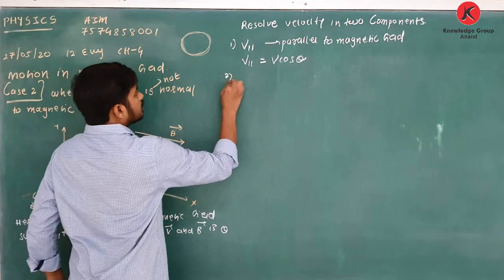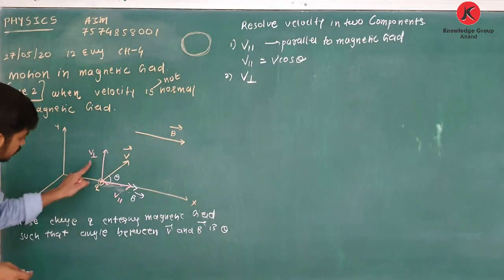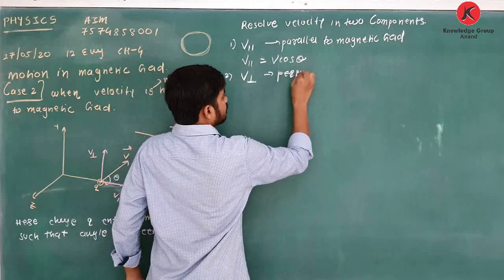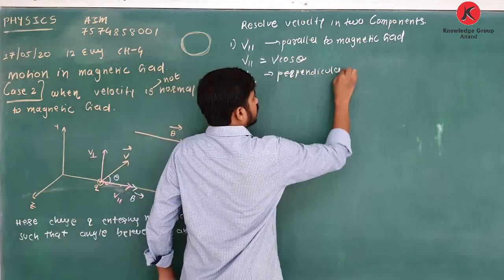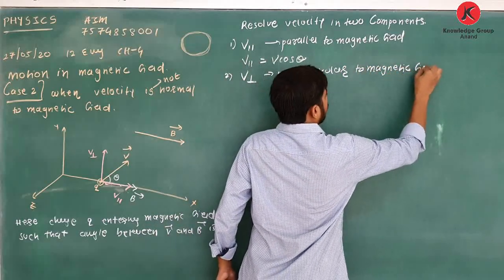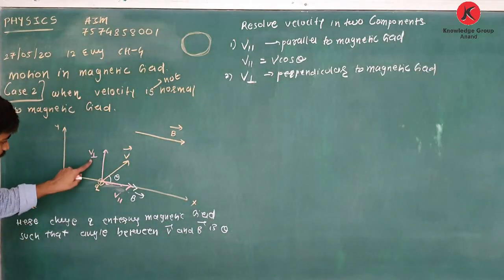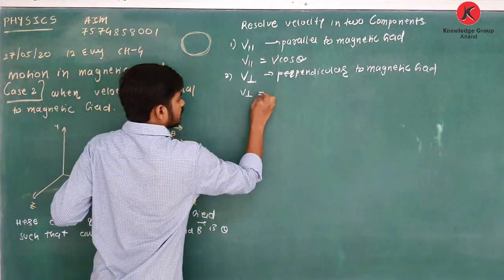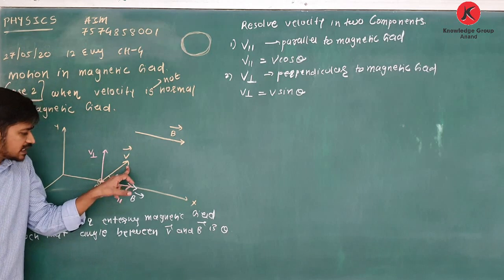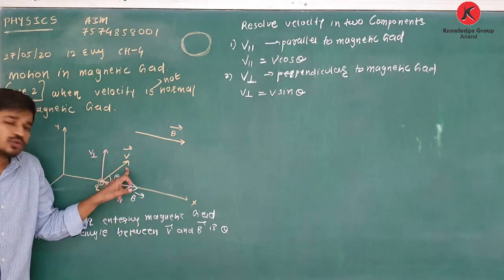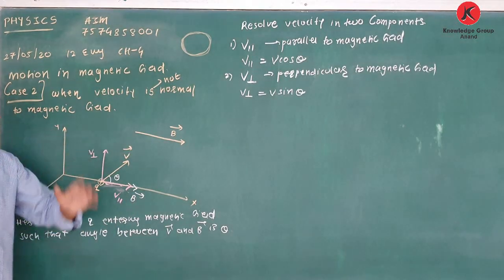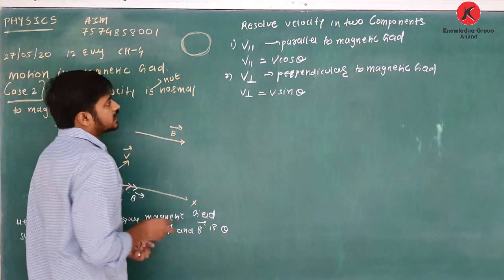Second component, v perpendicular. v perpendicular means the component which is perpendicular to the magnetic field. From the figure I can say this v perpendicular is equal to v sin theta. Clear about this? So if velocity is not perpendicular to B, you have to resolve this v into two components, parallel to the magnetic field and perpendicular to the magnetic field. Now I will consider the first component, that is v parallel.